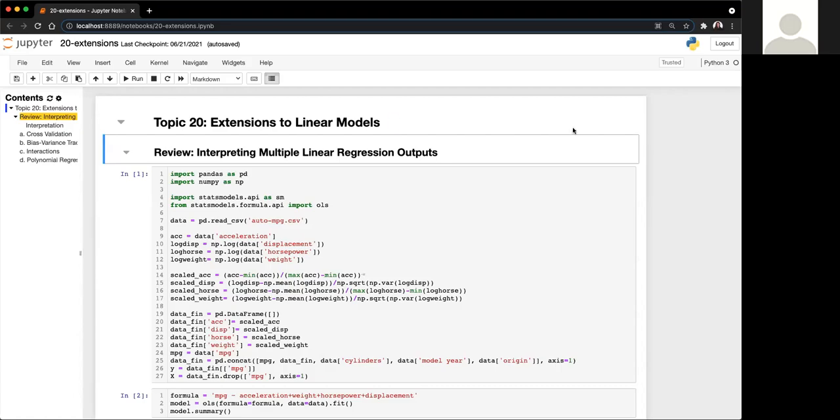All right, so topic 20 study group, last one of the phase. We're going to start with reviewing some of our regression outputs.